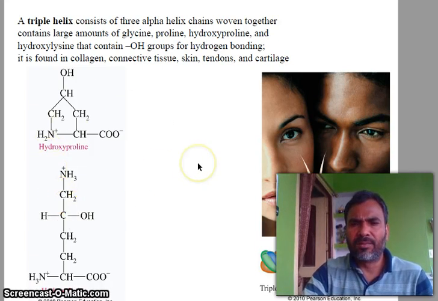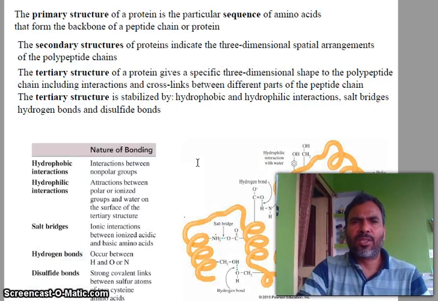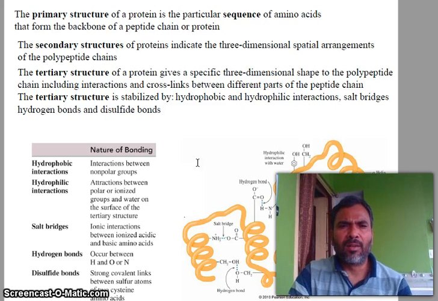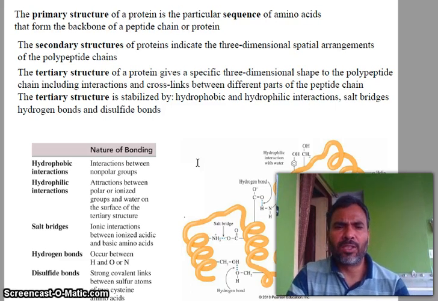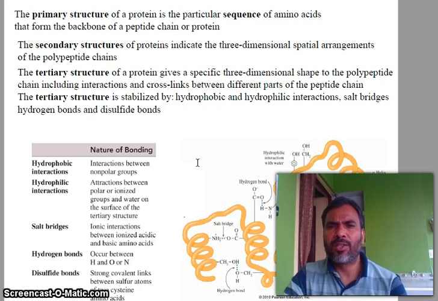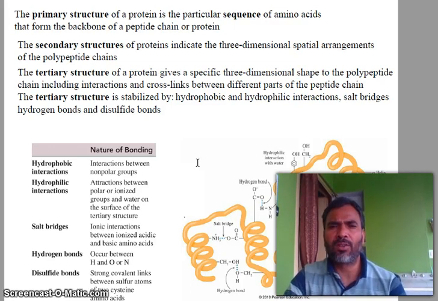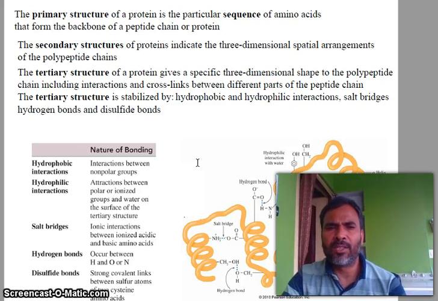Look at this. The primary structure of protein is the particular sequence of amino acids that form the backbone of the peptide chain of protein. The secondary structure of protein indicates the three-dimensional spatial arrangement of the polypeptide. The tertiary structure of protein gives a specific three-dimensional shape to the polypeptide chain, including the interactions and cross-links between different parts of the peptide chain. The tertiary structure is stabilized by hydrophobic and hydrophilic interactions, salt bridges, hydrogen bonds, and disulfide bonds.